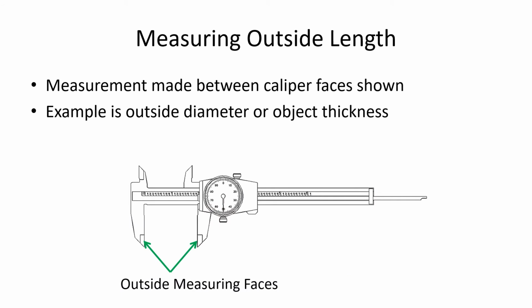So the first way to take a measurement, and probably the most obvious one, is measuring the outside length. I say it's the most obvious because it's these big teeth over here. That's probably the most predominant thing that you could see, and it's like, oh, I just want to clamp this onto something. And if you do that, then you're taking an outside measurement. Measurements made between the caliper faces shown. So again, between here, and then you read the numbers, and those numbers tell you the distance between those 2 points on the dial caliper, okay? And an example is outside diameter or object thickness.